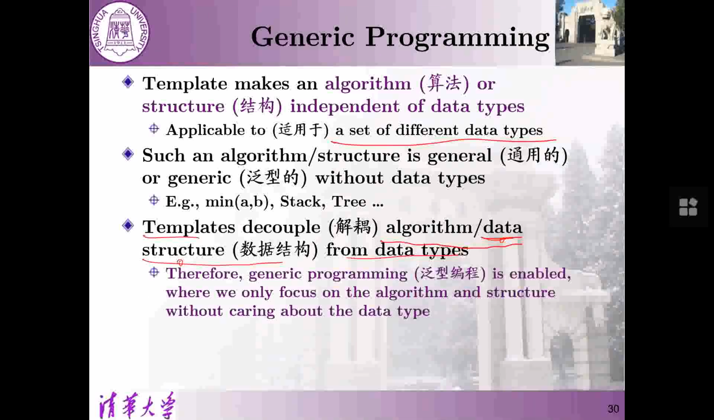So when we learn data structures, template will be very useful because our data structure should be useful for different data types. We should be able to store different data types. So we always define data structures using templates. Therefore, generic programming is enabled, where we only focus on the algorithm or the data structure without caring about data type. This is very important for writing pure algorithms and pure structures.